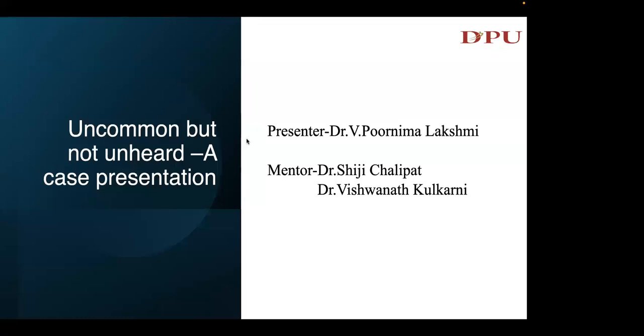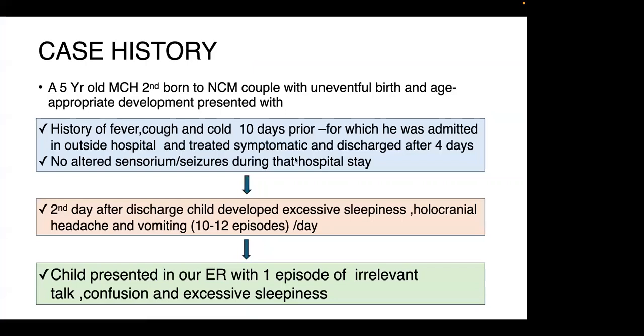So this was a case. I think I'll just summarize the initial presentation. There are focal lesions in the brain suspected. We thought of fungal abscess as one of the possibilities. But Purnima, you can just. Yes, sir. A 5-year-old male child born out of non-consanguineous marriage with normal birth and development.